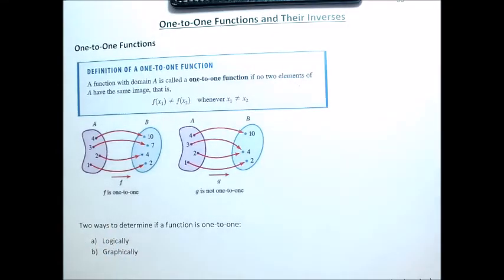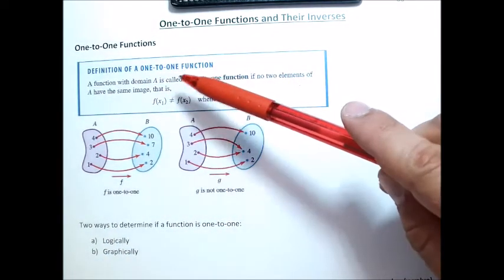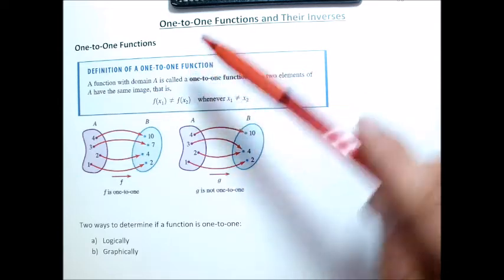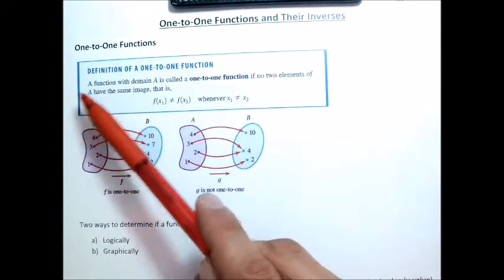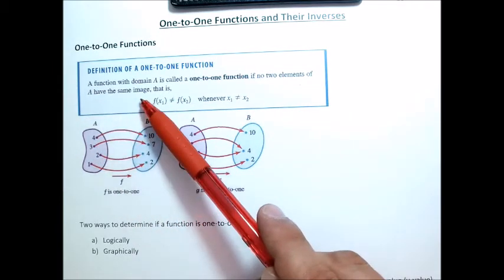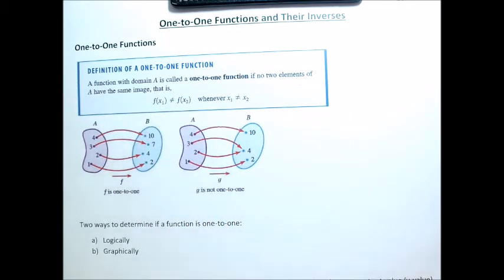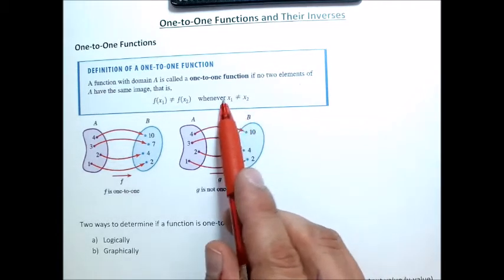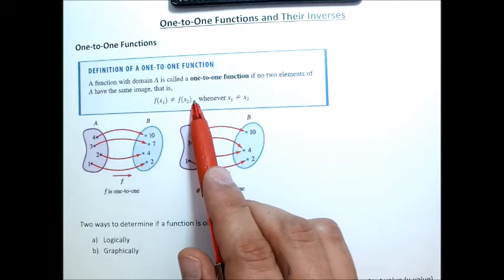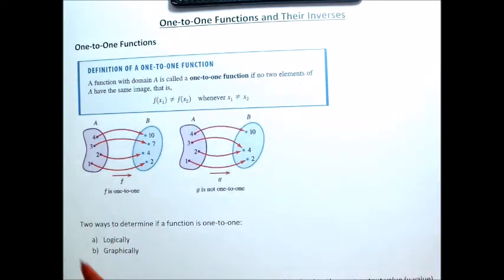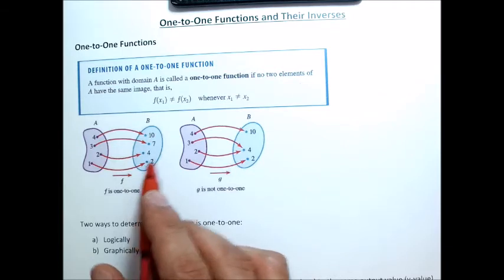Let's read about what a one-to-one function is in the box here. So we say a function with domain A is called one-to-one if no two elements of A, the domain, have the same image. So what that means is if we plug in two different x values, they go to two different y values. That's what this is saying. And that's what's being shown in our classic bean pictures here.